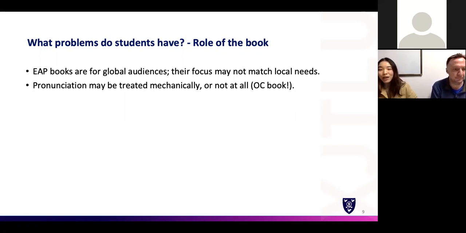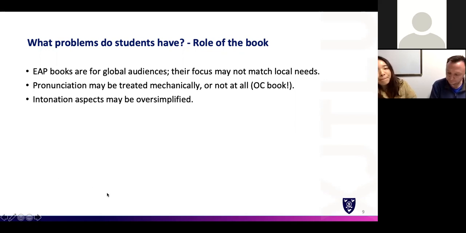I was confused when we got this oral communication book because I could hardly see any pronunciation practice, but the book's name is oral communication. So I was wondering, okay, where does that come from? And intonation aspects may be oversimplified in our textbooks.